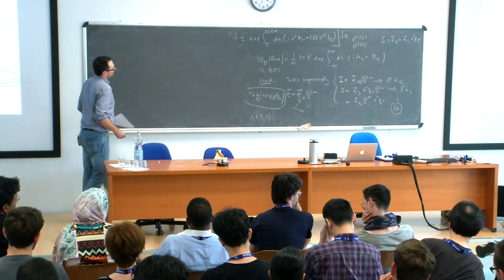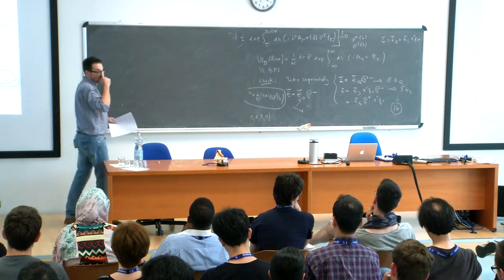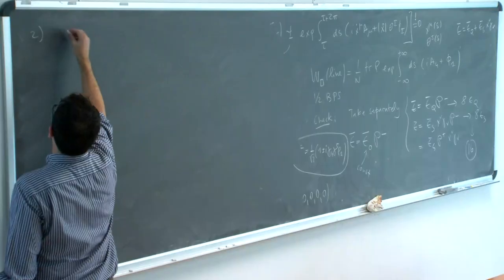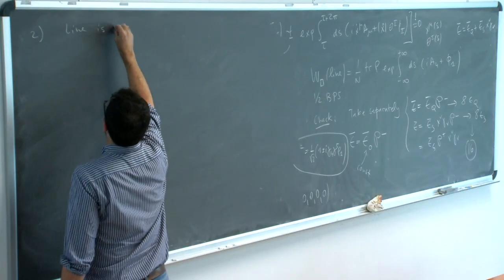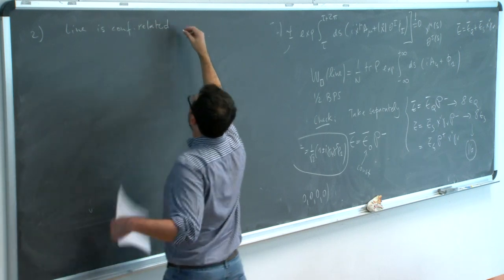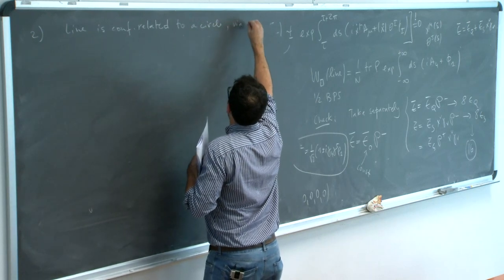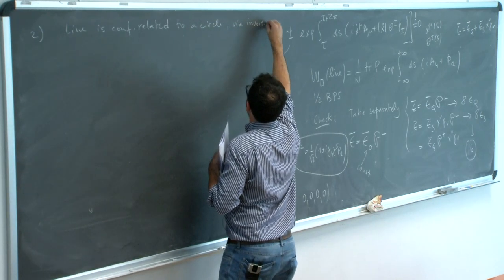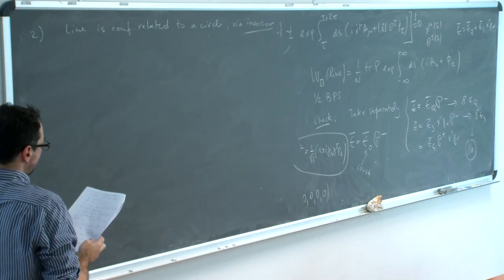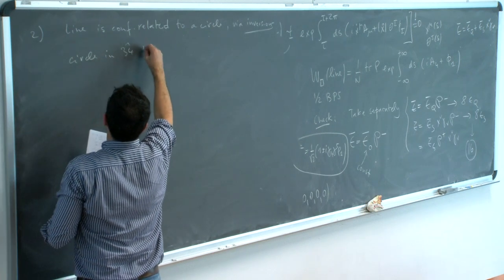Okay. So this was one solution. It's the most obvious solution. But now, if you think in terms of conformal transformations, so the second solution, you see that the line is conformally related to a circle via an inversion. So let's take a circle in the 3-4 plane.